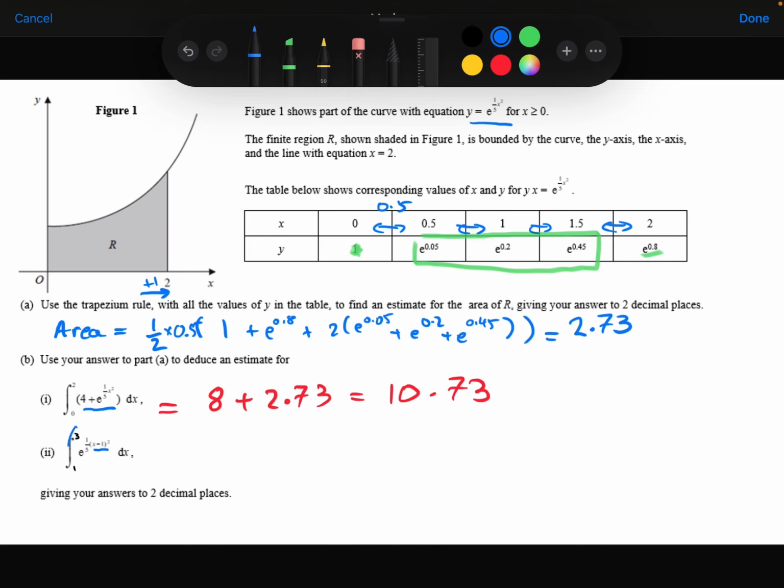Now, because the limits have also been shifted over, so we're now integrating between 1 and 3, the answer is going to be exactly the same as what it was in part A, because I'm just shifting this whole graph over 1 square. The area is going to be exactly the same. The graph, the limits, everything just shifts over 1 square. So the area of R would be exactly the same, 2.73.